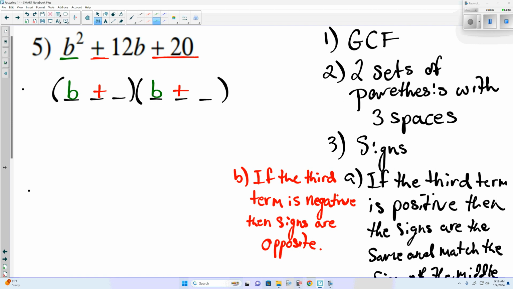The number in front of b squared is 1, so that doesn't impact this at all. So we just have b and b. There's only one set of factors for b squared. Anytime the first and third terms have only one set of factors, we'll just plug them in and go from there. Factors of the third term.